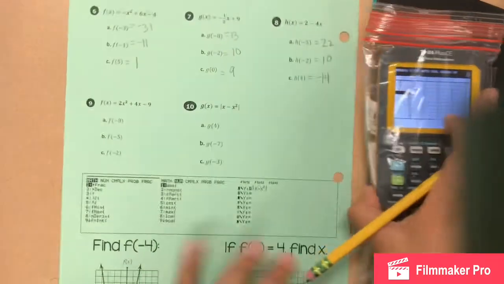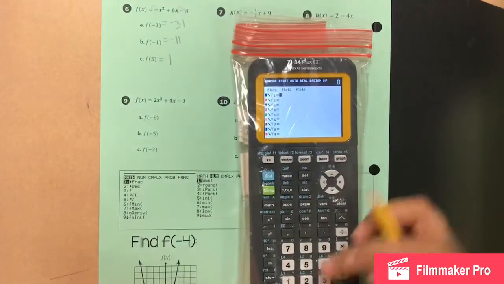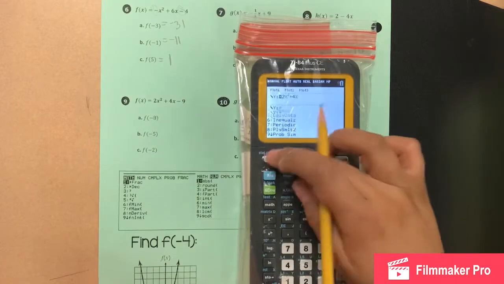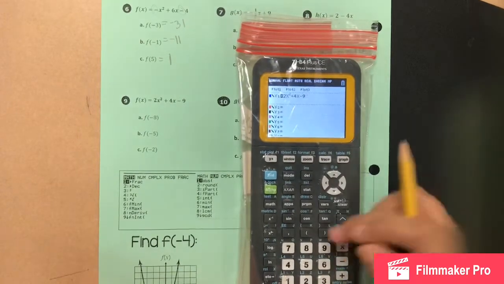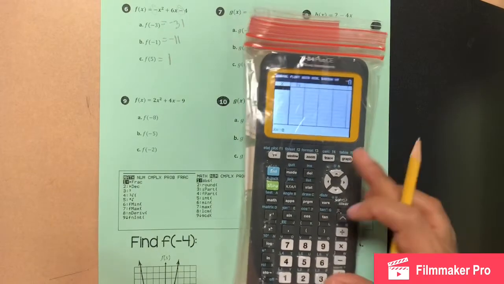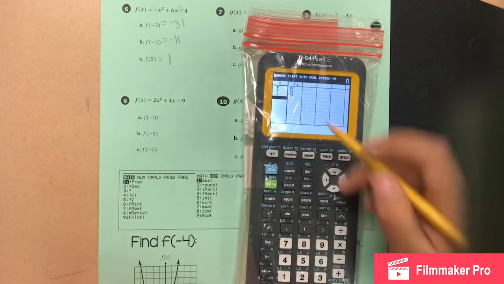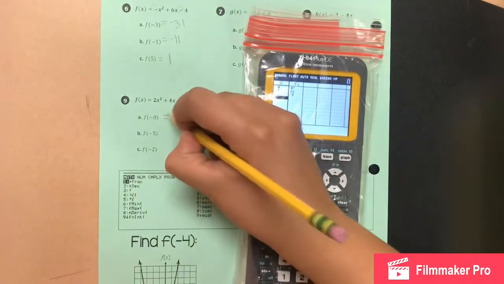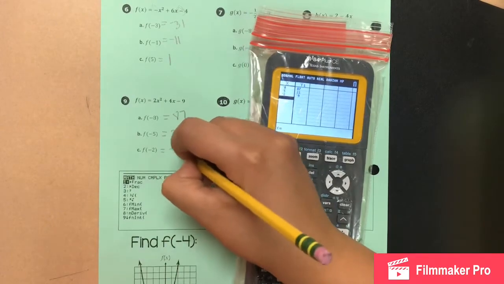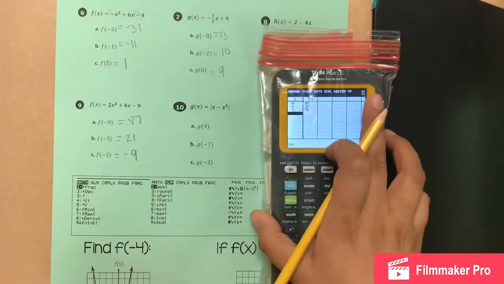All right, last two. Number 9, you go to y equals, and then you type it in, 2x squared plus 4x, minus 9. Second graph, delete, delete, delete. We're going to find -8, -5, and -2. My values are +87, +21, and -9.